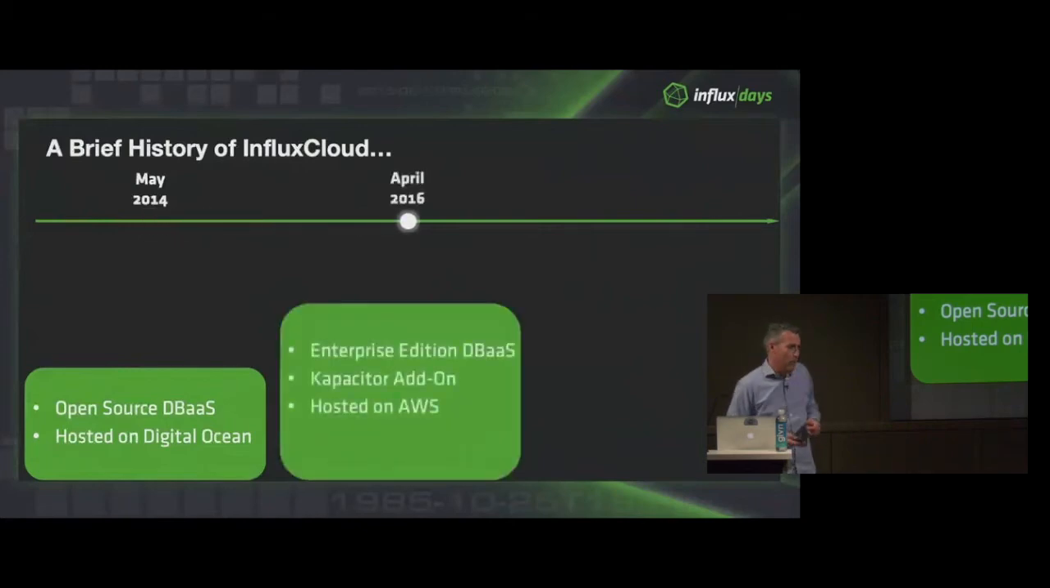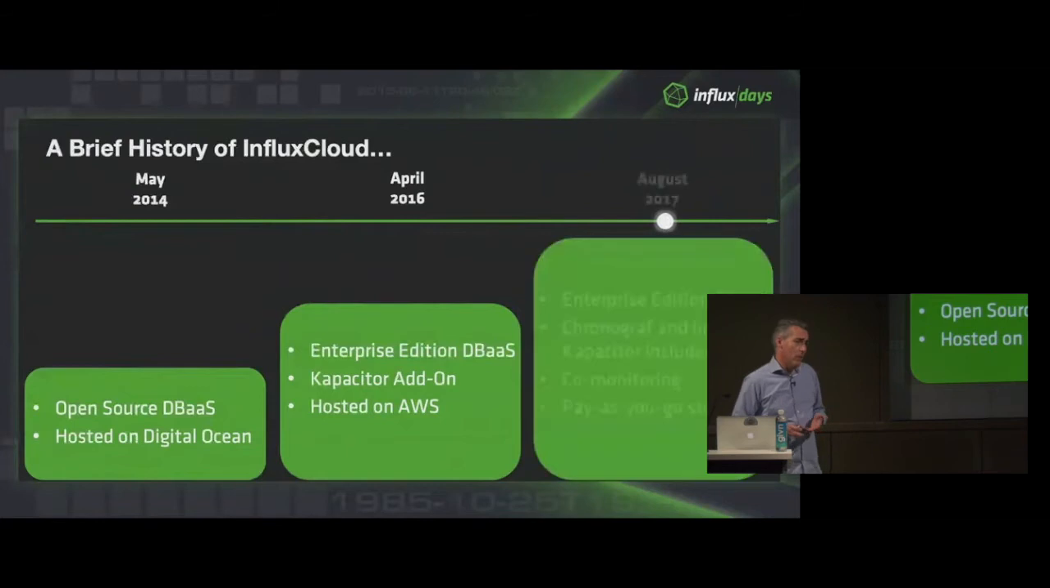So fast forward with my amazing animation to April of 2016, we then decided to launch the Enterprise Edition on AWS. We provided access to Capacitor as an add-on so that you could do anomaly detection and alerting. We allowed you to do a trial for 14 days of any size. And we continued to provide that single tenant experience for you.